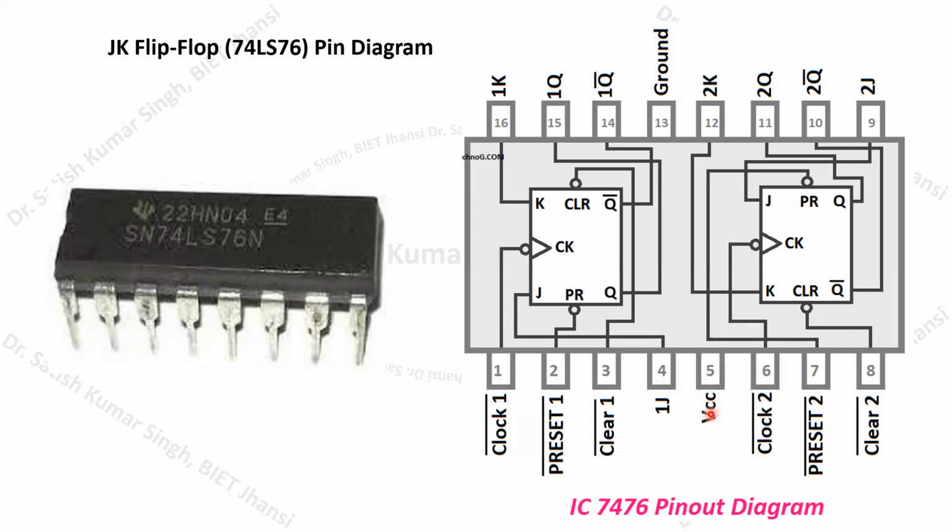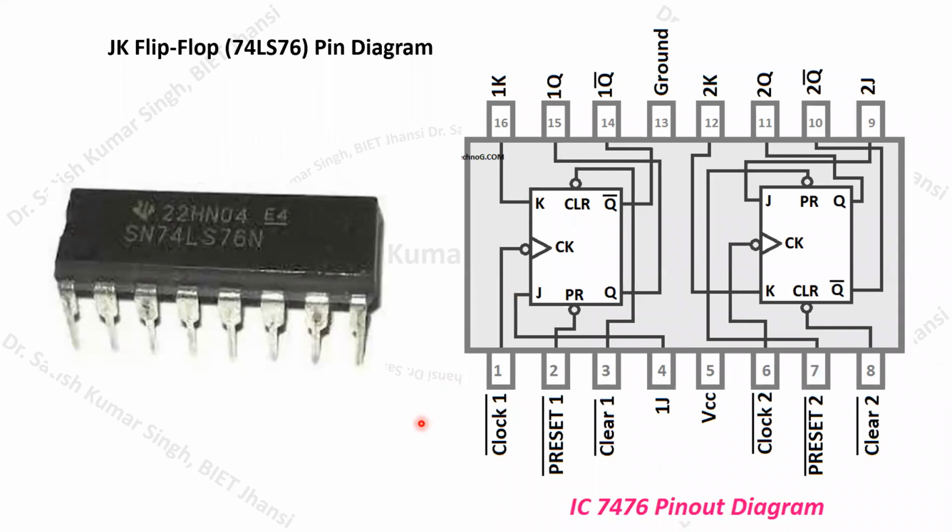Because in the case of all other ICs, you will mostly find that pin number 7 is connected to ground and pin number 14 is normally connected to the VCC power supply. But here it is a 16 pin IC, and therefore this convention is a little bit changed. That we have to remember, and then you have to make the connection accordingly.